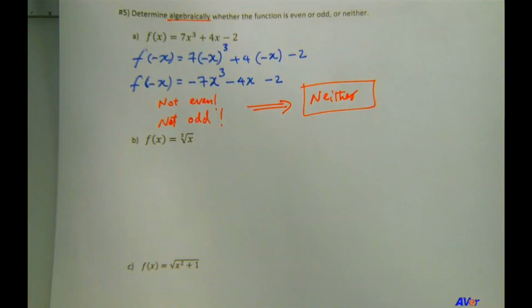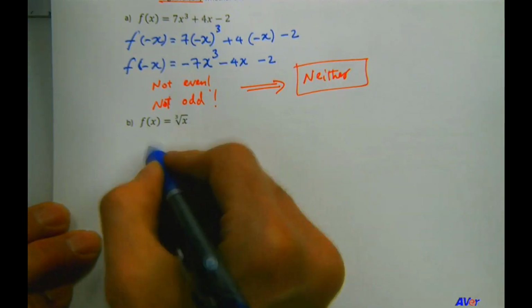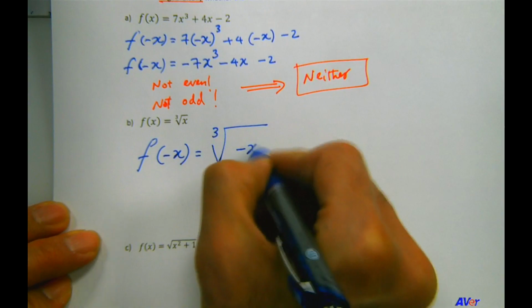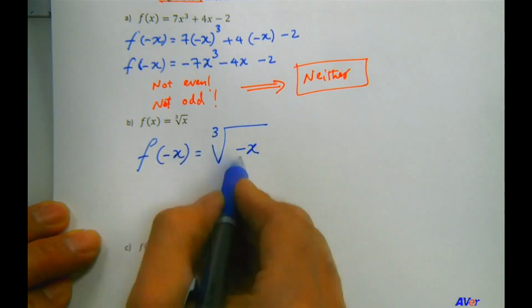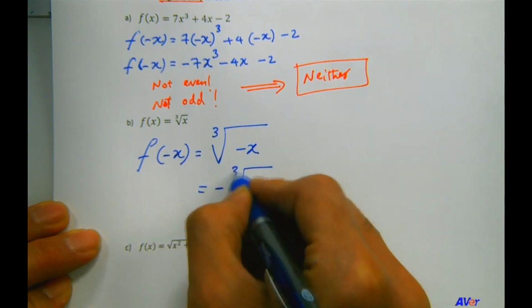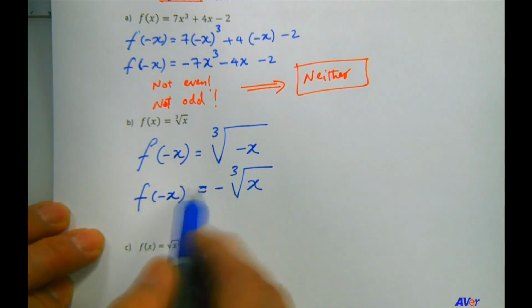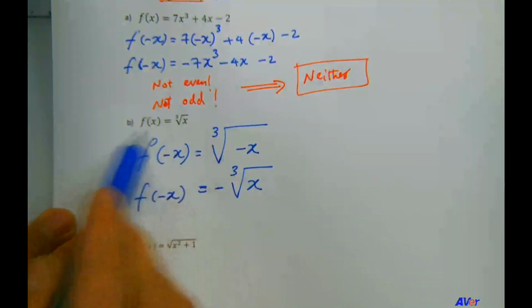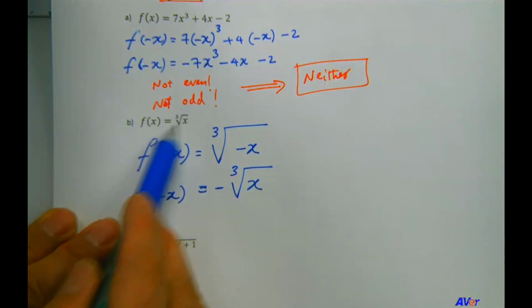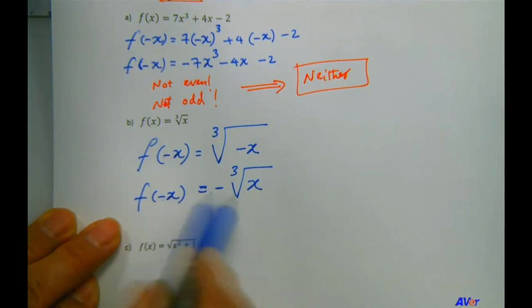Now this one. Let's replace x with -x. So f with that, and this is the third root of -x. Because it's the third root, this minus can come out. So we have minus third root of x. So what have we shown here? Look, compare visually again. Compare these symbols. F of x is equal to third root of x. The function f at -x is minus third root of x.